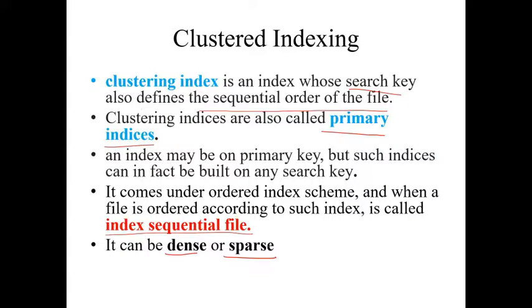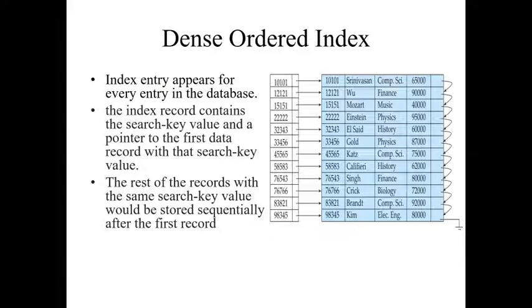So what is happening in the dense structure? You can see this example. This is the instructor table. The first column is ID, then name, department, and salary. And since it is a sequential file, every record contains the physical address of the next block.